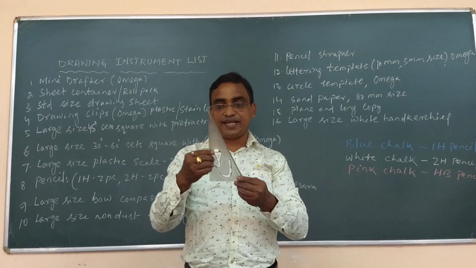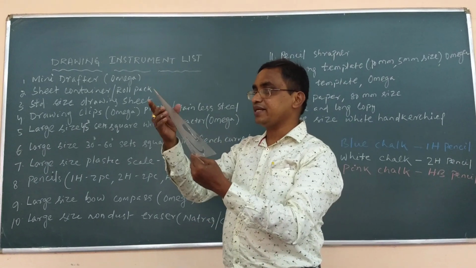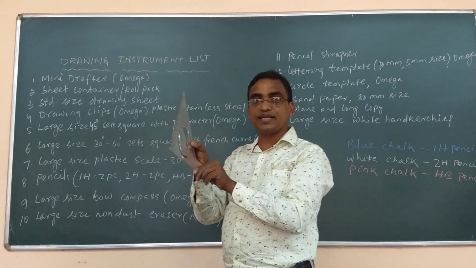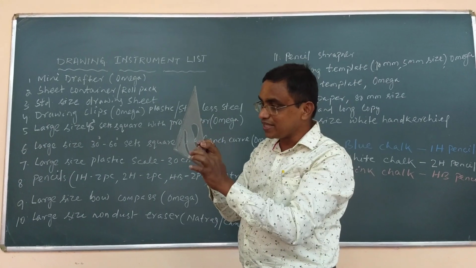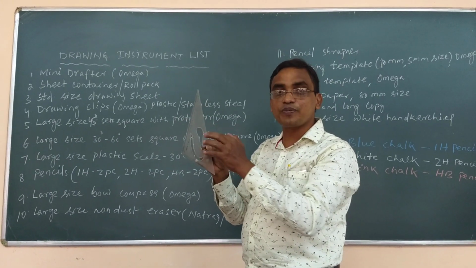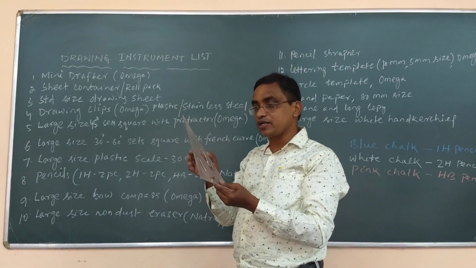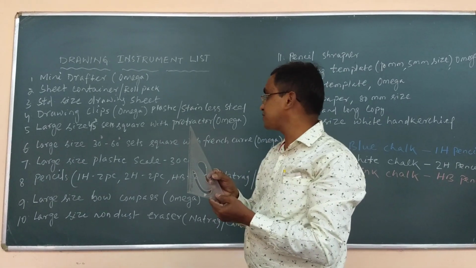This is 90 degree, 60 degree, 30 degree. So the name is 30 degree, 60 degree large set square with French curve. So what is the use of a French curve? Generally French curves are used to draw different engineering curves.